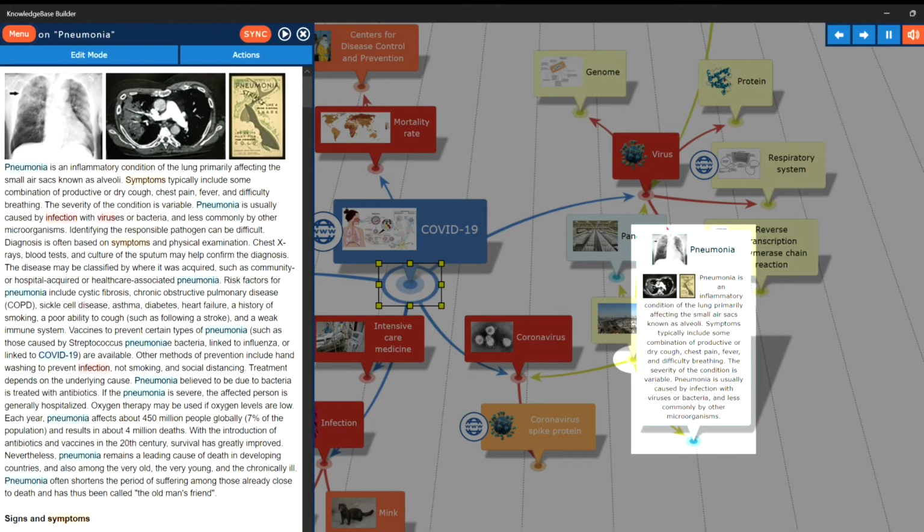Pneumonia. Pneumonia is an inflammatory condition of the lung primarily affecting the small air sacs known as alveoli. Symptoms typically include some combination of productive or dry cough, chest pain, fever, and difficulty breathing. The severity of the condition is variable. Pneumonia is usually caused by infection with viruses or bacteria, and less commonly by other microorganisms.